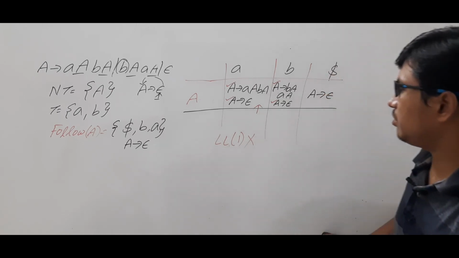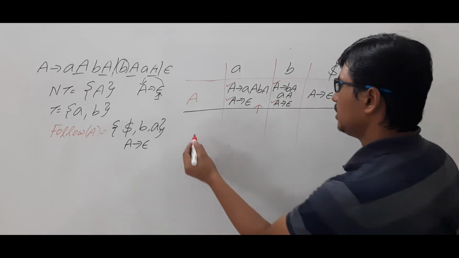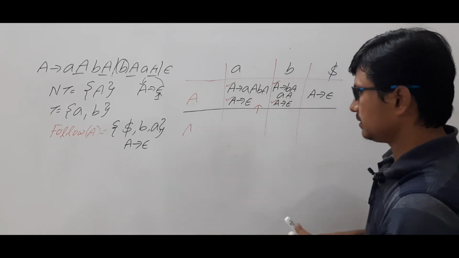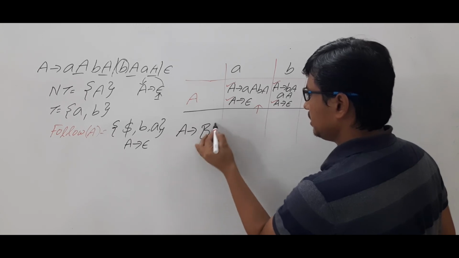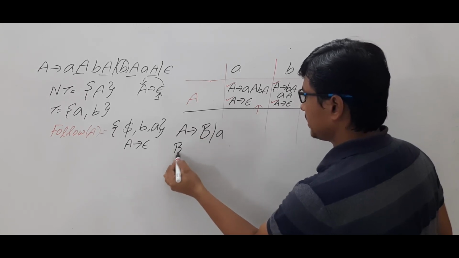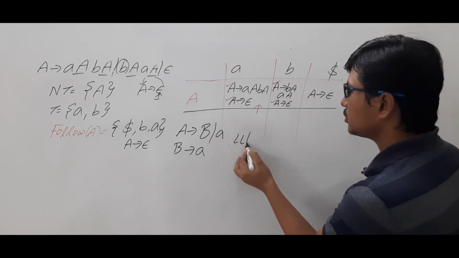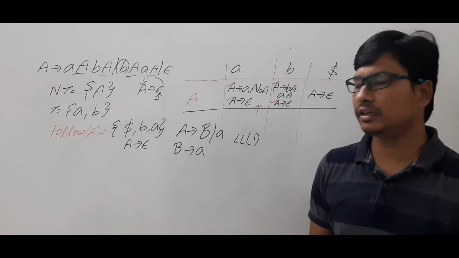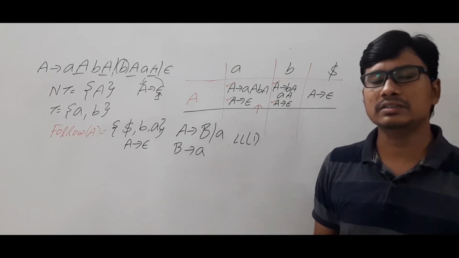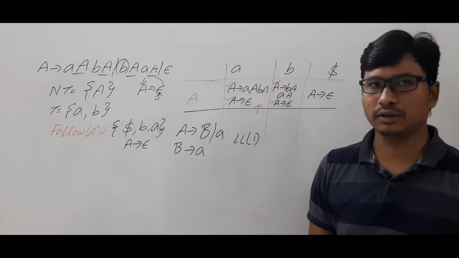And I request everyone to try this question. Check whether, let me write it. A determines B or A, B determines A. Check whether this grammar can be parsed using LL1 or not. Okay, is it clear? You check it and tell me the answer in the comment section. If your answer is wrong, I will clear your doubts.